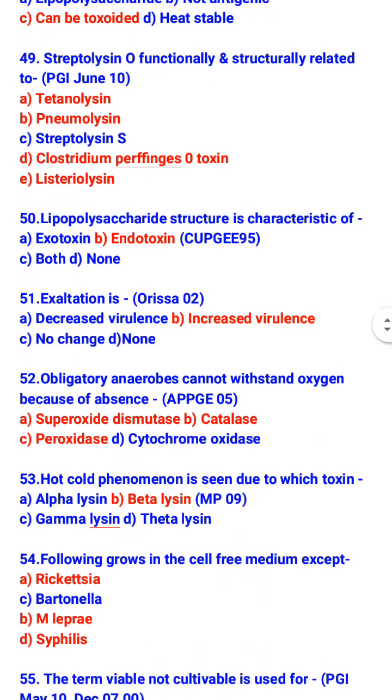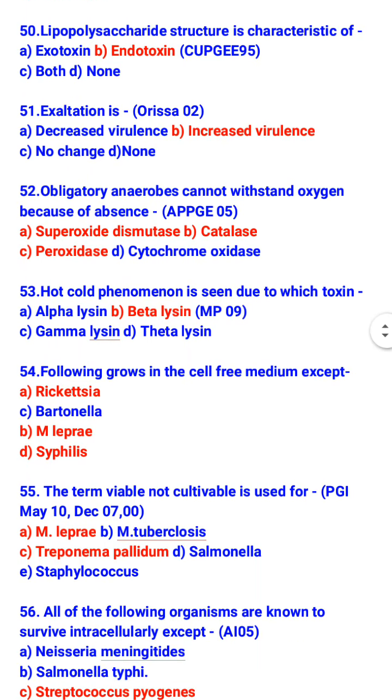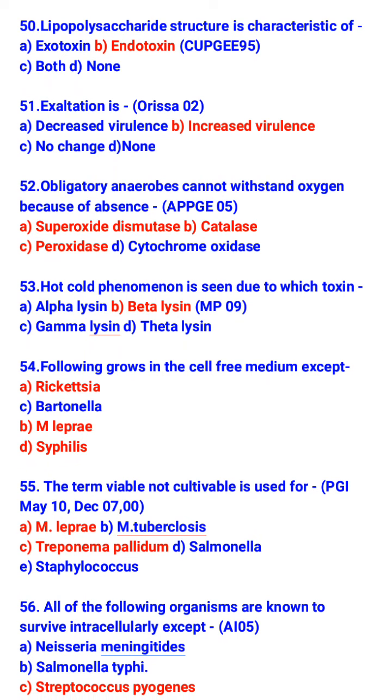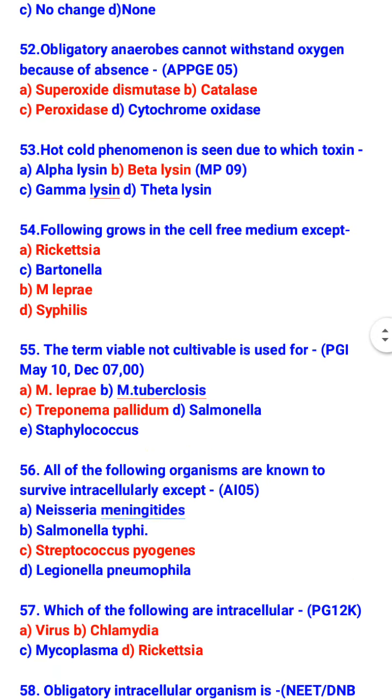Exaltation is increased virulence. Obligatory anaerobes cannot withstand oxygen because of absence of superoxide dismutase, catalase and peroxidase. Hot cold phenomenon is seen due to which toxin? Beta lysine. Following grows in cell free medium except Bartonella. So which organisms grow in the cell free medium? Rickettsia, Mycobacterium lepra and Syphilis.